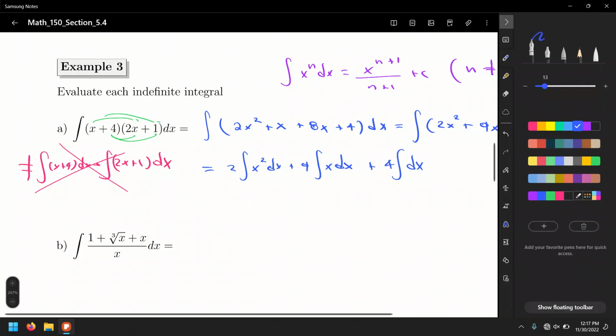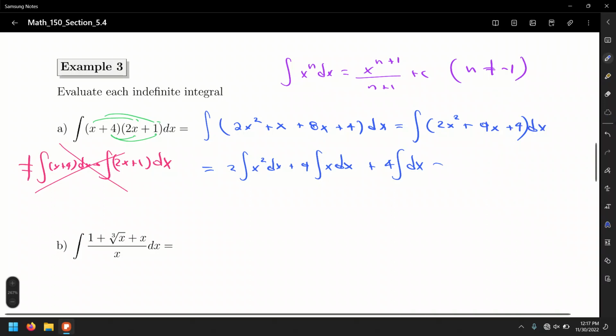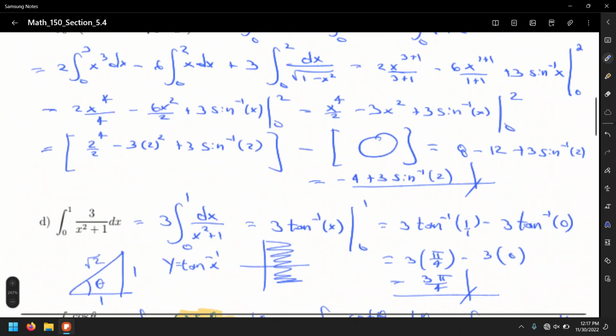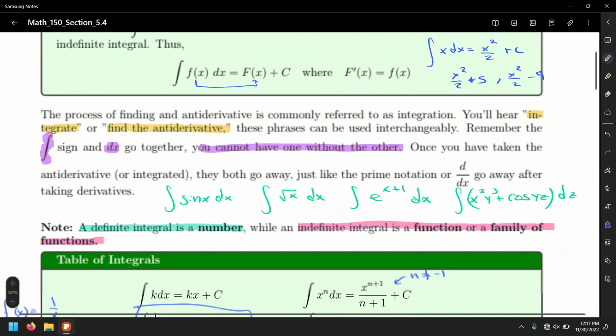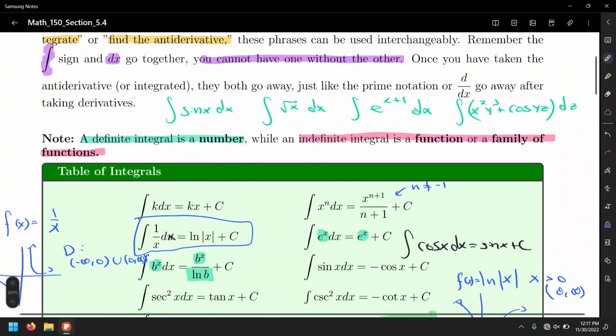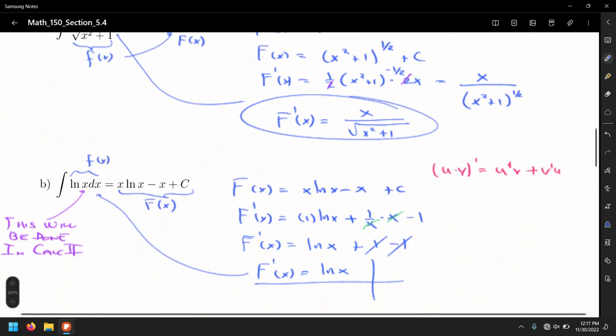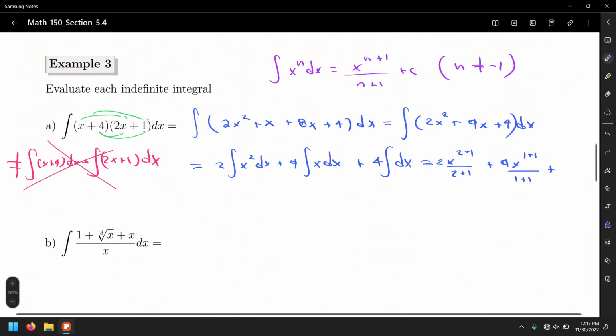All right? So that's 2 times x to the 2 plus 1 over 2 plus 1, plus 9 x to the, essentially there's an invisible 1, 1 plus 1 over 1 plus 1, and plus 4 times the integral of dx. That's one of the properties. But in this case, the integral of dx is going to be simply x, times 4 in this case.